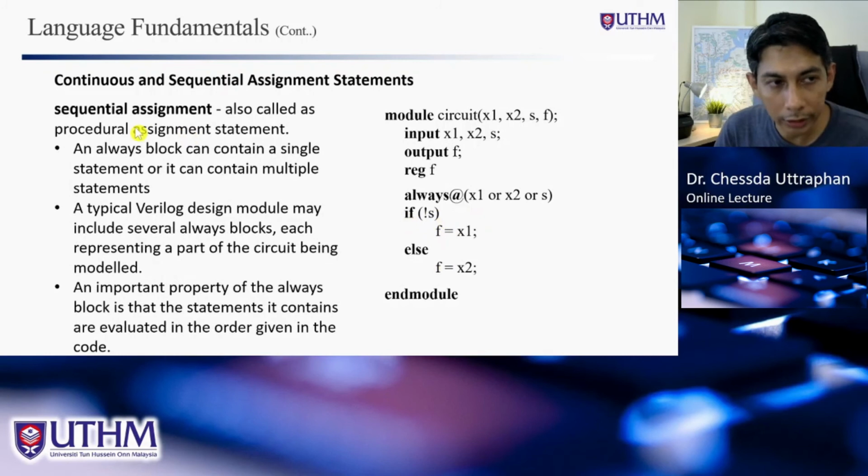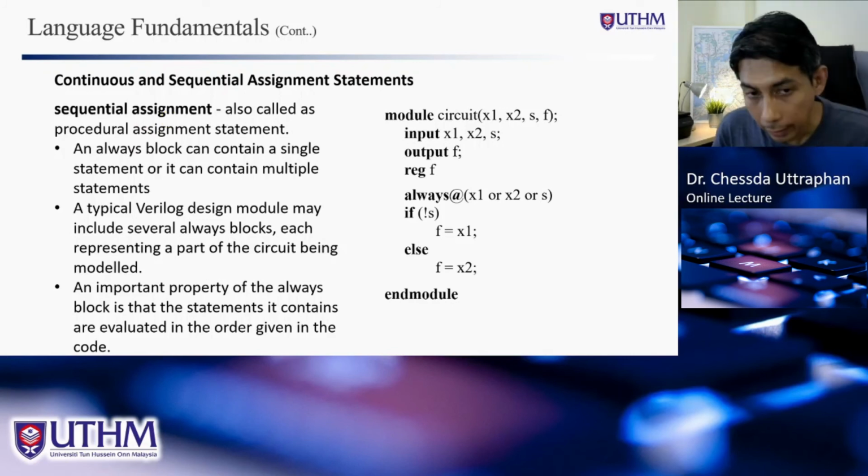The second one is called sequential assignment. Sequential assignment is normally used to describe our circuit using behavioral manner. So to use sequential assignment, you need to use always block, right? So this is the always block, and let's see how to do that. So in this code, we have inputs x1, x2, s, and we have one output f. So our circuit will be something like this.